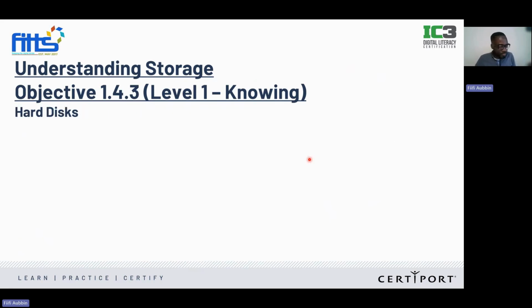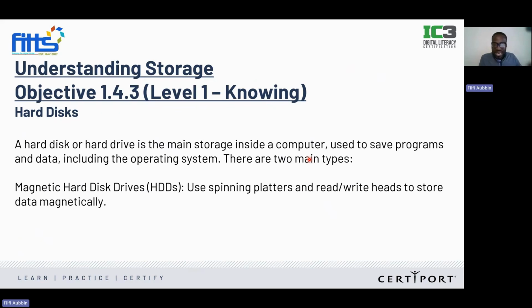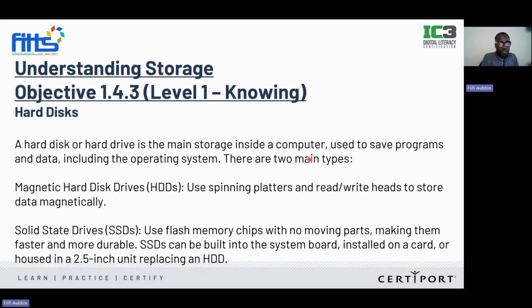The hard disk or the hard drive is the main storage inside a computer. Once you install an operating system, it needs to go to your hard drive. It's used to save programs and data, including the operating system. And there are two main types. We have the magnetic hard disk drives, which use spinning platters and read-write heads to store data magnetically. If you are using this type of hard disk drive, then obviously the revolutions per minute, and how it accesses information, as compared to a solid state drive, will be different.